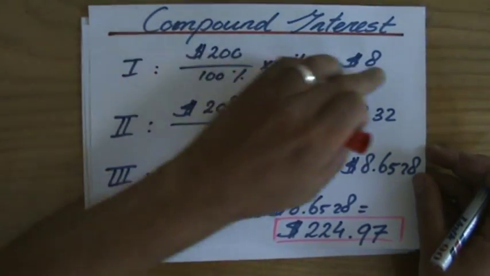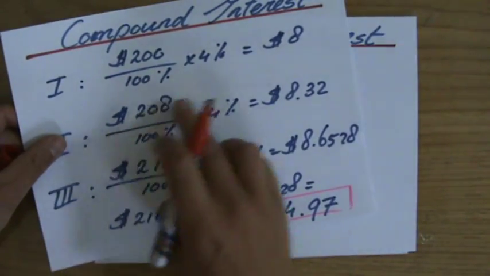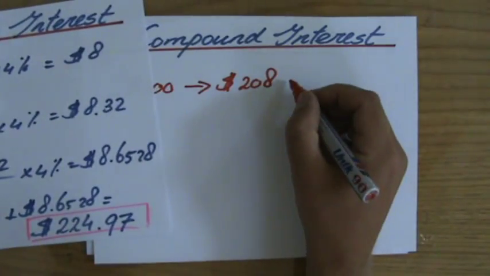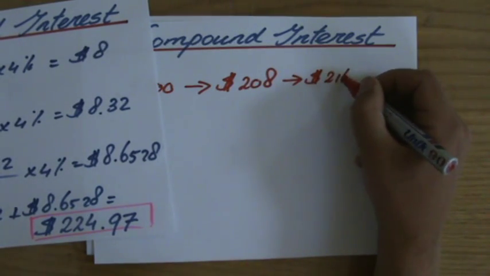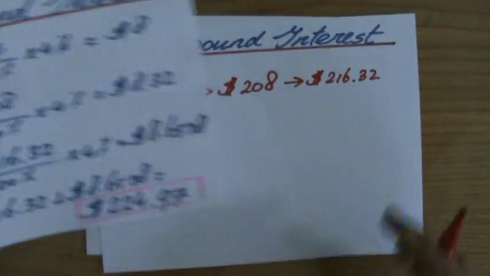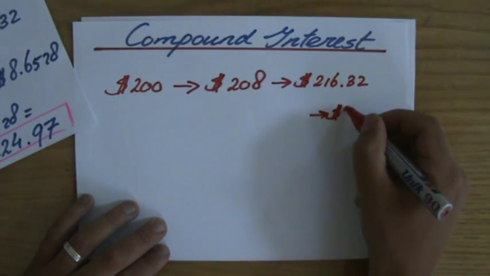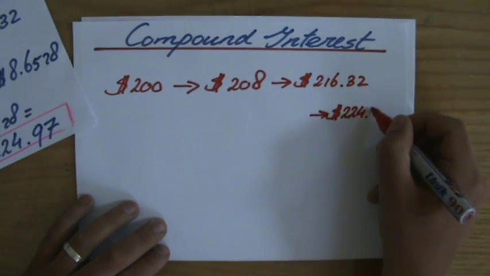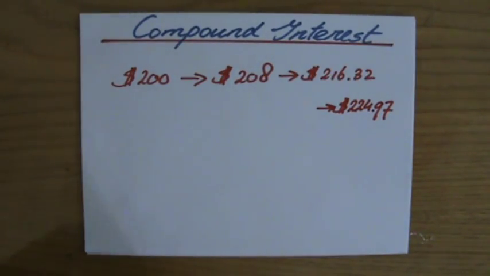It had 200 and after 1 year that became 208, and then, so another 4% added to that, it became, I'm just going to write it down, 216.32. And that eventually became 224.97. I'll just write it down there. 224.97. Okay, and that was the compound interest, yeah? Now, what is going on between these numbers?